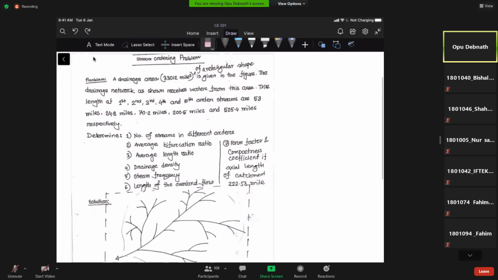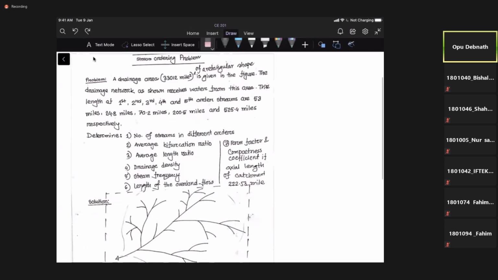The average lengths of the first, second, third, fourth and fifth order streams are 53 miles, 24.8 miles, 70 miles, 200 miles, and 50 miles respectively. So here we have the consecutive lengths of different streams. So we have to determine the following parameters: number of streams in different orders, average bifurcation ratio, average length ratio, drainage density, stream frequency, length of overland flow, form factor, and compactness coefficient.